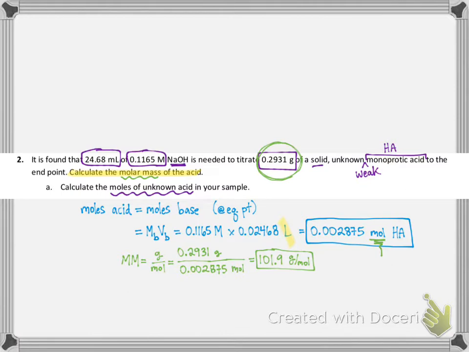Okay, I'll let you sketch the titration curve, but the math on that one was just a little bit different, so I wanted to make sure we went over it.